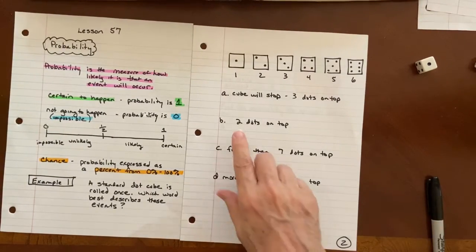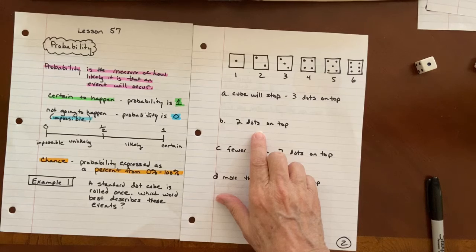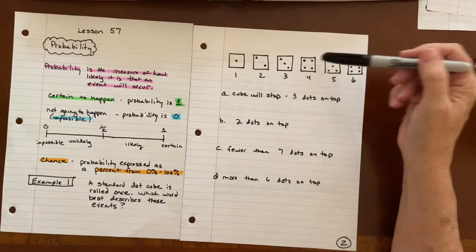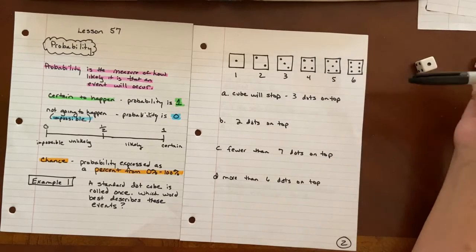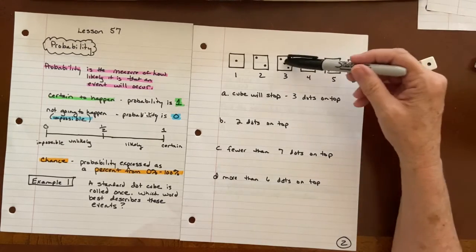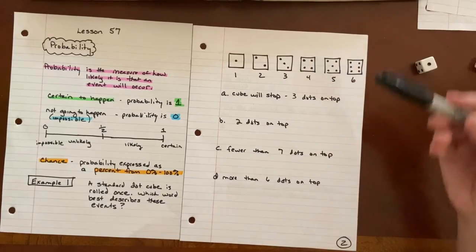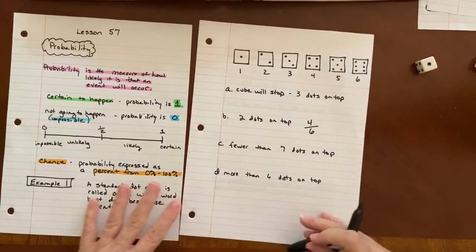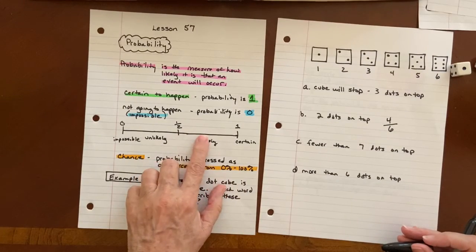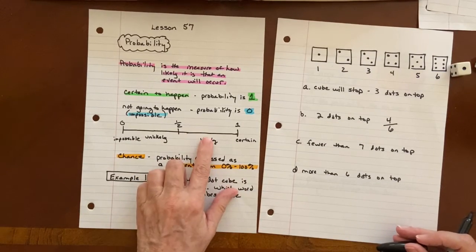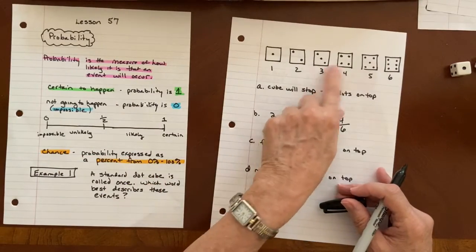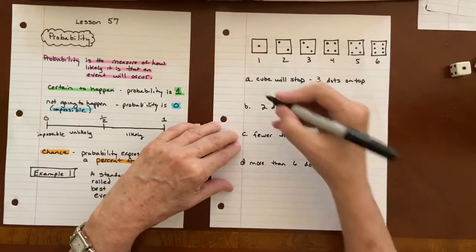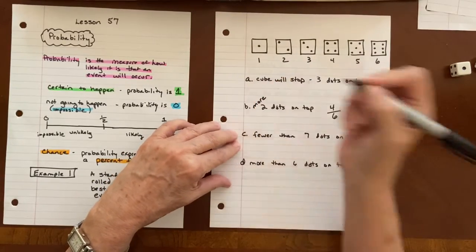What about 2 dots on the top? Oh, with more than 2 dots, sorry. So, how many chances do I have to get a number that's more than 2? 1, 2, 3, 4, right? So 4 out of 6. Looking at my chart again, is that greater than a half? Yes, so it's likely when I roll that I'm going to get a number with more than 2 dots on top. Okay, let me write that in because I didn't write that correctly.